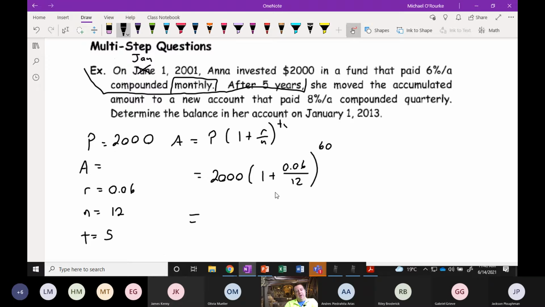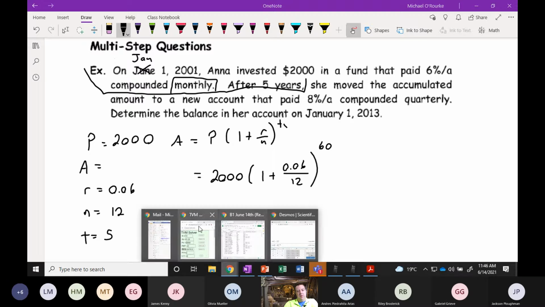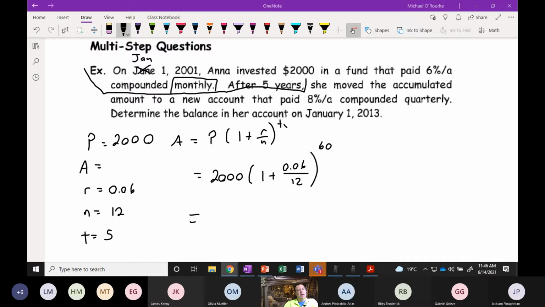I want someone to finish that off and tell me what it equals in chat, please, as I work on it over here. And if anyone needs help, please ask, and I'll help you out, whichever method you want, whether it's TVM solver or calculator.